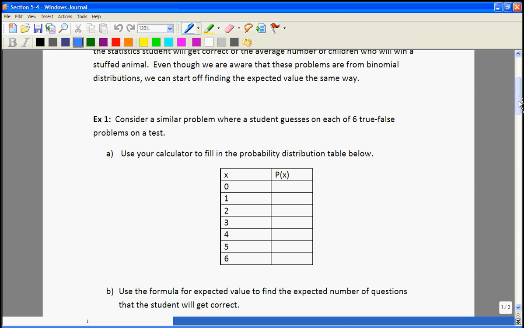Well, that changes things a little bit. So instead of a probability of success being 0.2 when there were 5 different answers, if it's true-false, that means the probability of getting the correct answer is 0.5. So for each of these, you can think of it as setting up 6 choose 0, 0.5 to the 0, 0.5 to the 6th.